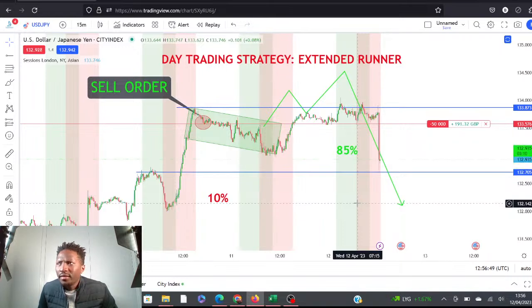Now this is a trade, first of all, that we opened a couple of days ago on Monday. If you joined me on Monday, I actually opened this trade Monday night, simply because I didn't stream on Monday due to the fact that it was a bank holiday, Easter Monday, and I did not expect the market to be volatile. However, I did place a trade on Monday night based on one of my strategies that I use for my day trading, which is the extended runner strategy.